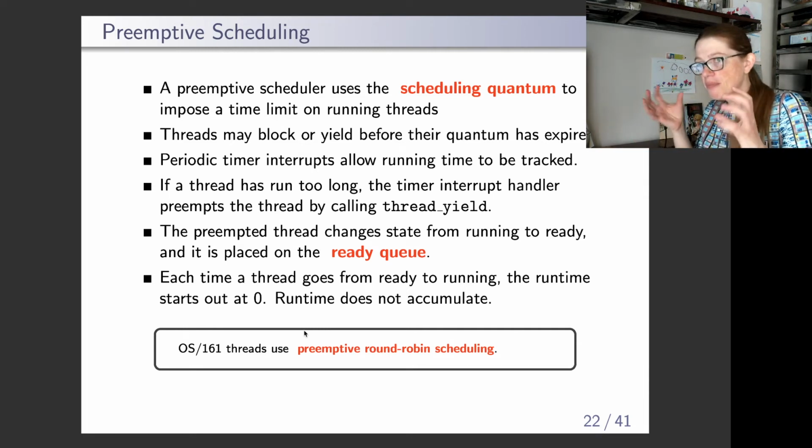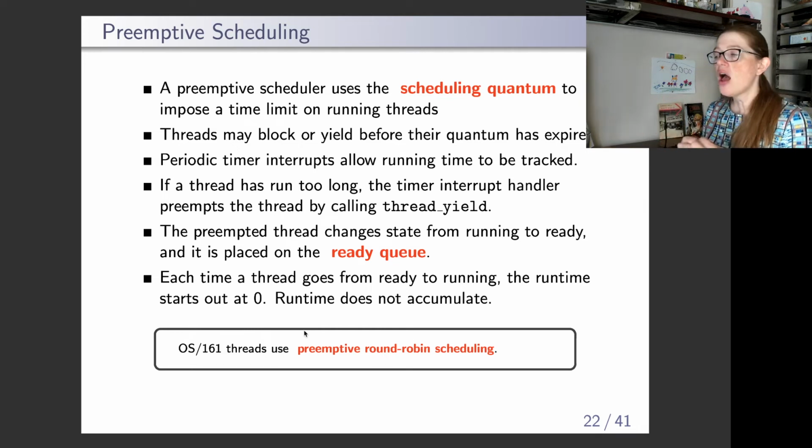So there's two different implementations we can do this in hardware. The only thing that's really important for you to know is that every time a thread gets a chance to run, it gets a brand new scheduling quantum. There's no concept of leftovers.